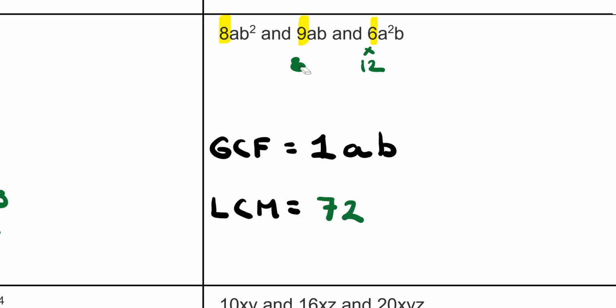And then from there, the variables are easy. We always take the biggest variable here. So the highest number of A's is A squared, and the highest number of B's is going to be B squared. And that's it for that one there.